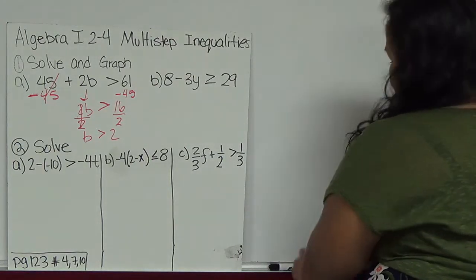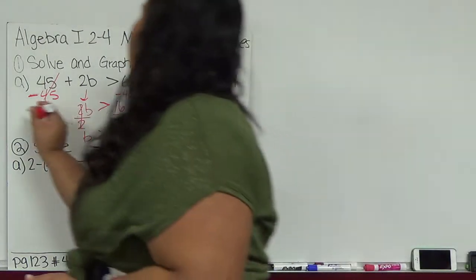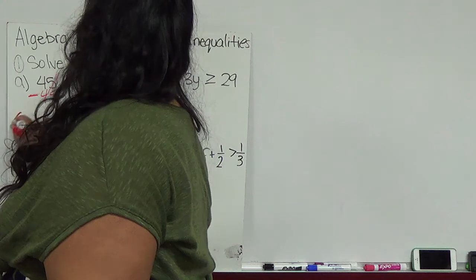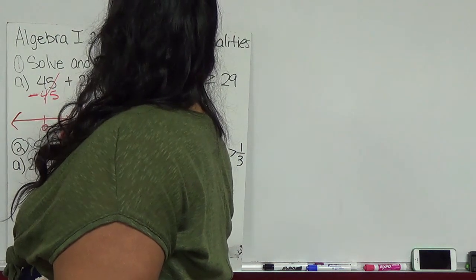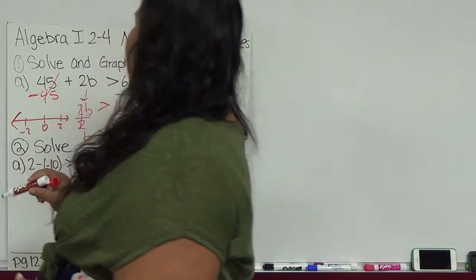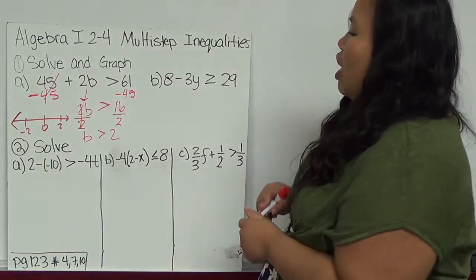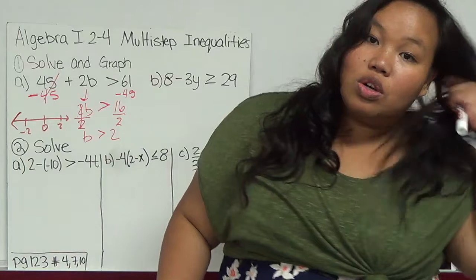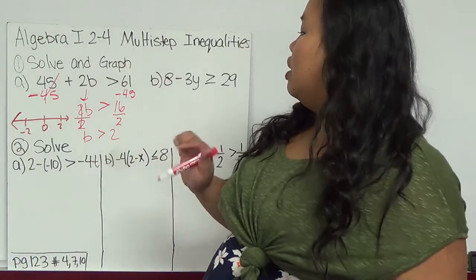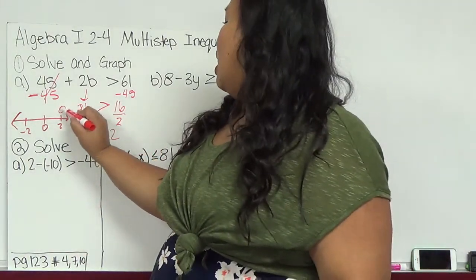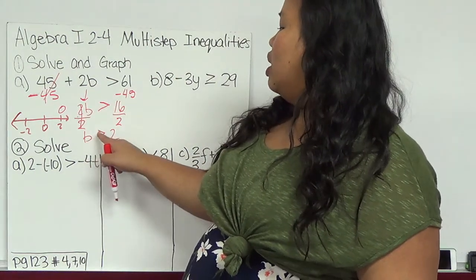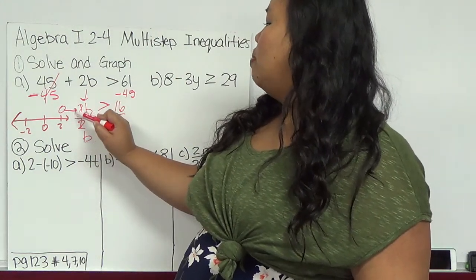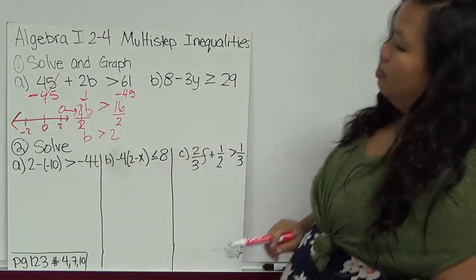Okay? So if I want to graph this, it's going to be an open or closed circle. Well, in this case, there's no line underneath, so it's going to be an open circle. And b represents all the numbers that are bigger than 2. Because of the bigger sign, it's anything bigger than 2. Okay?